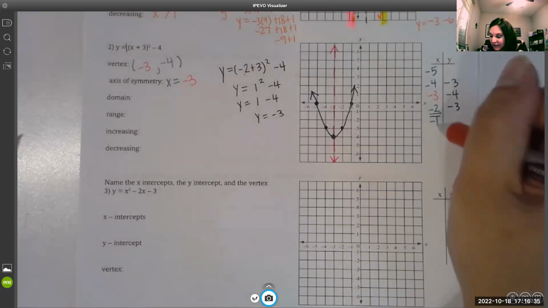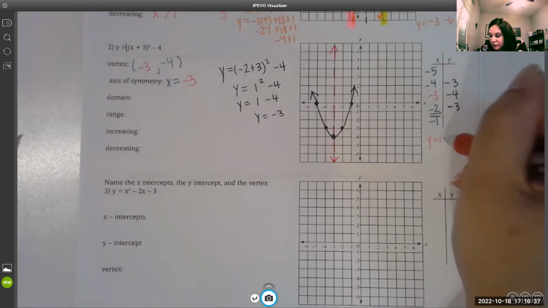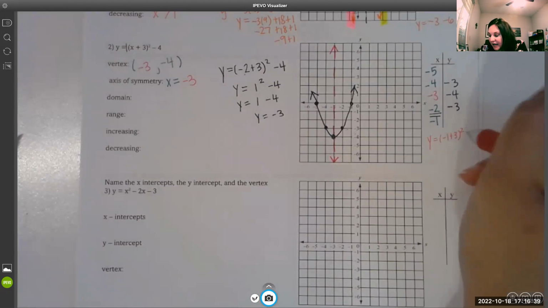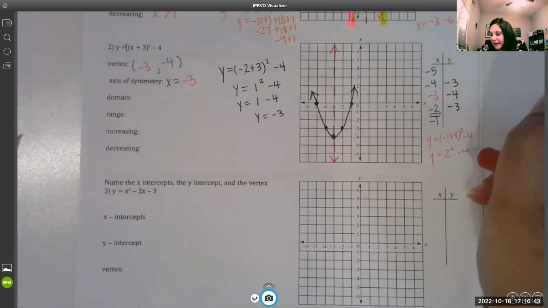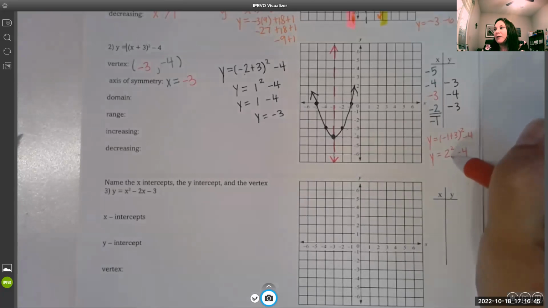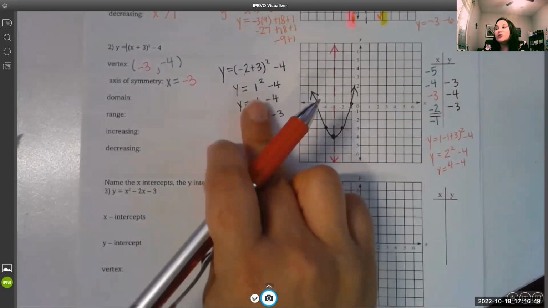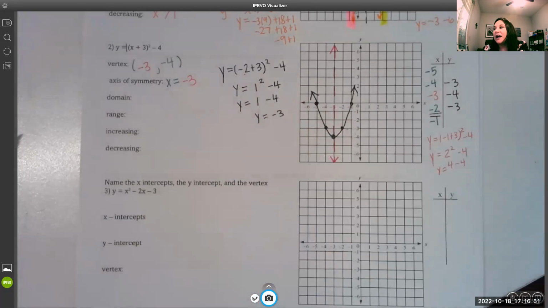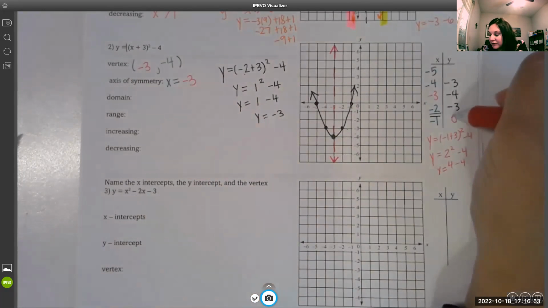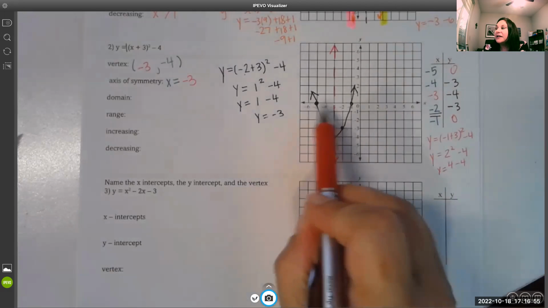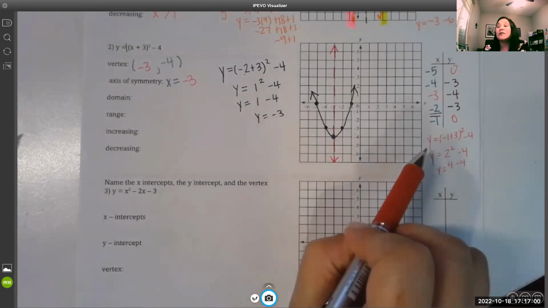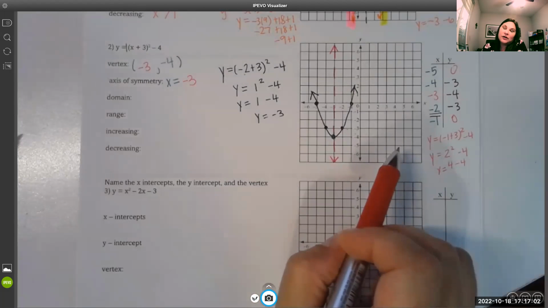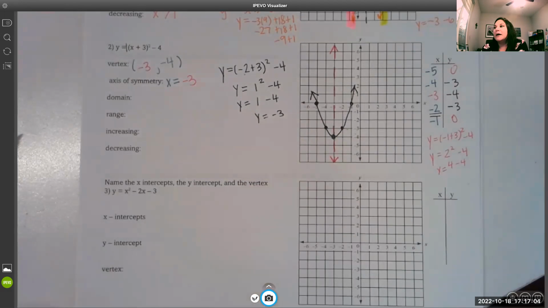If I were to sub in a -1, I will get a +2 in the parentheses, and then 2 to the second power is 4. 4 subtract 4 is 0. Again, you do not have to do this. I'm just doing it to confirm that my graph is correct, that I placed these points correctly. The equation helps you feel confident about that.